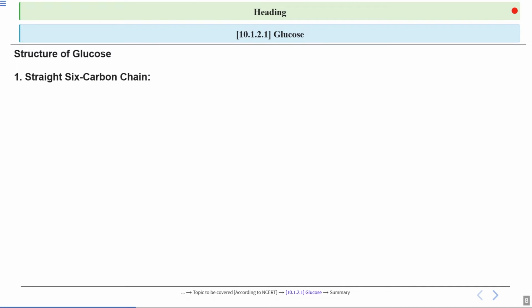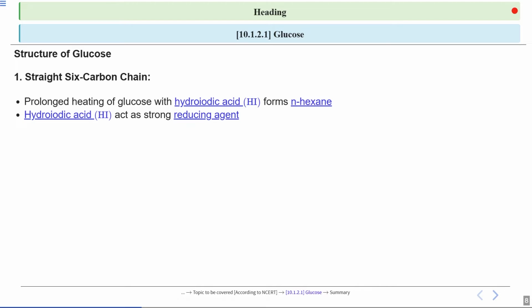Now if we're talking about the structure of glucose, first let's talk about the fact that glucose has a straight 6 carbon chain. This means that all the 6 carbon atoms are arranged in a row and not branched. So first, when glucose is heated for a long time with hydroiodic acid, which is HI, this reaction produces a compound called n-hexane. So n-hexane tells us something quite important about the carbon chain in glucose.